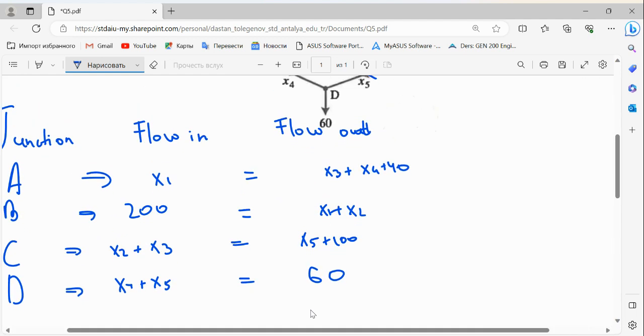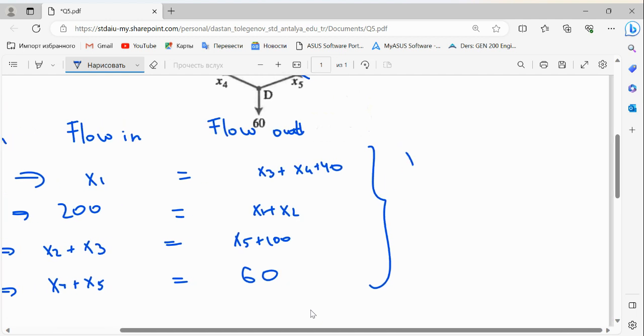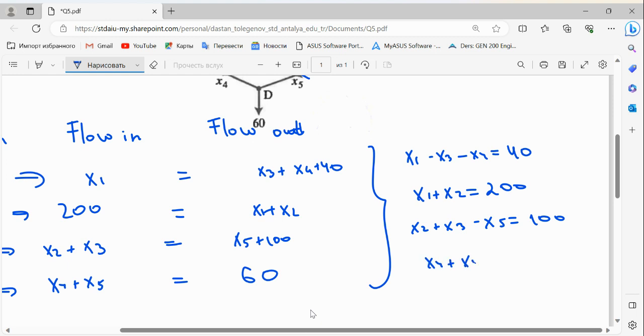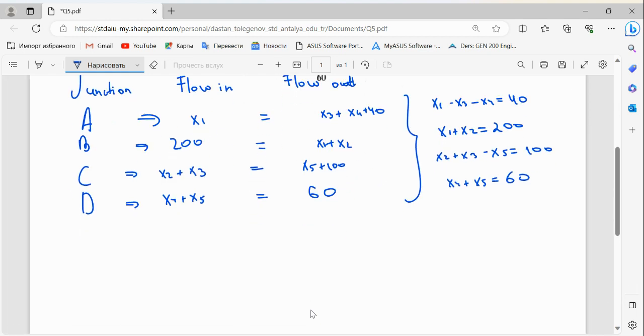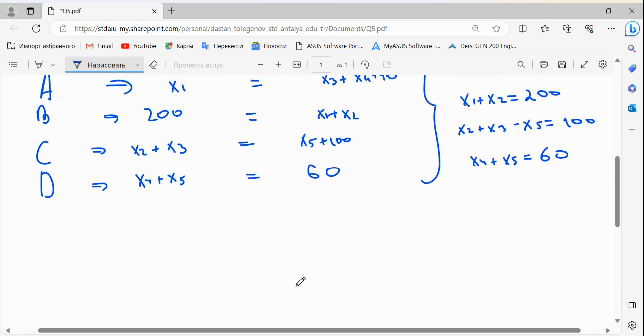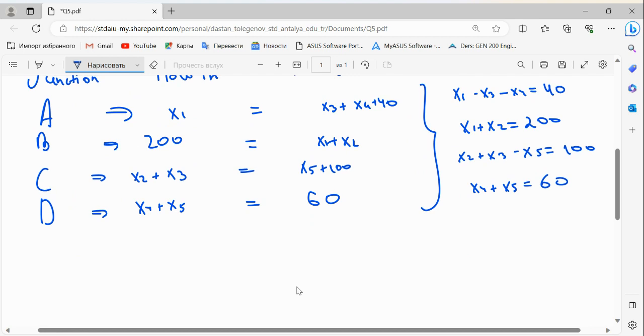Let's take all the unknown variables to the left side and integers to the right side. x1 minus x3 minus x4 equals 40. x1 plus x2 equals 200. x2 plus x3 minus x5 equals 100, and similarly for the last one. Okay, let's construct the following matrix for these four equations.